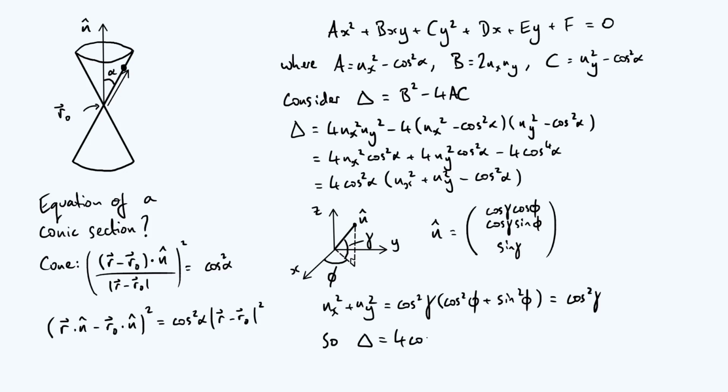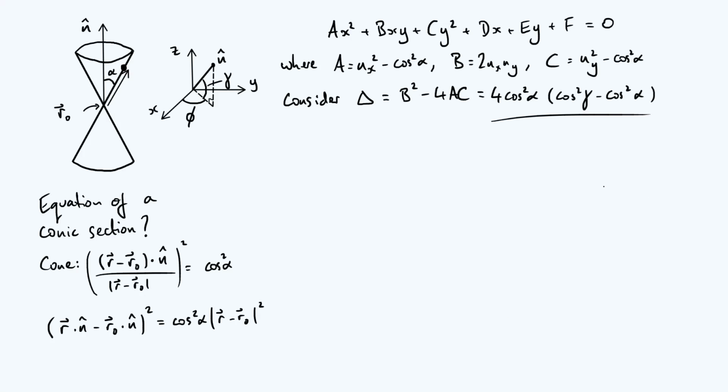So you've still got your prefactor of 4 cos squared alpha, but the nx squared plus ny squared bit is now cos squared gamma, and then we take away cos squared alpha from that. So this is certainly a nice looking expression that our quantity b squared minus 4ac simplifies to. But what can we actually learn about our conic section by considering this quantity? So we're going to consider 3 different cases, as we do with quadratic equations, where the discriminant is 0 or positive or negative. And I want to start by considering the case where your discriminant is 0.